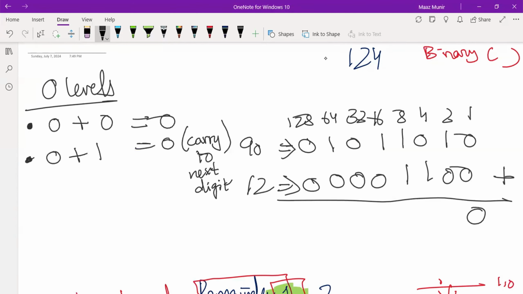Like up here, 1 plus 1, we won't be writing 2 up here. No, we are going to be mentioning 0 in this section, but we are going to be taking the carry up to this one. So now we are going to be considering 1, 0, and 1.